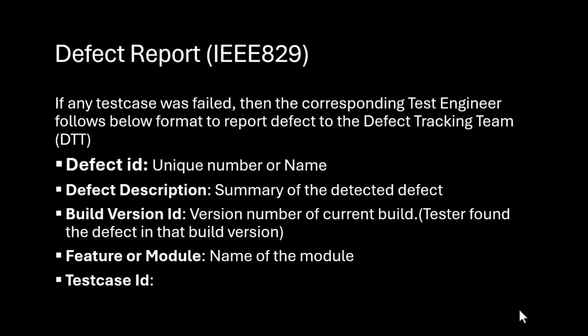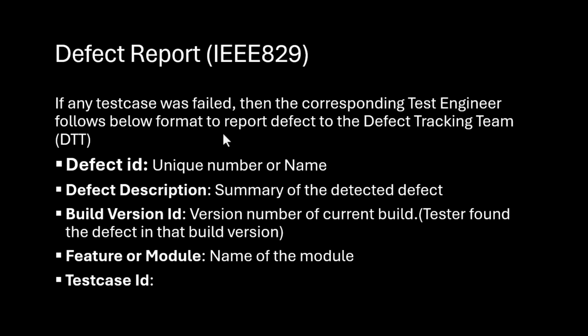If any test case fails, the corresponding tester or test engineer follows the below format to report a defect to the defect tracking team. In all organizations there is a defect tracking team, and it varies from organization to organization. In big organizations or MNCs, there is a particular defect tracking team because their team size is very big. But small organizations don't have a defect tracking team. What they do basically is a discussion between the test lead and the development lead, and you can also call them a defect tracking team, but they both decide what to be fixed and what not to be fixed.